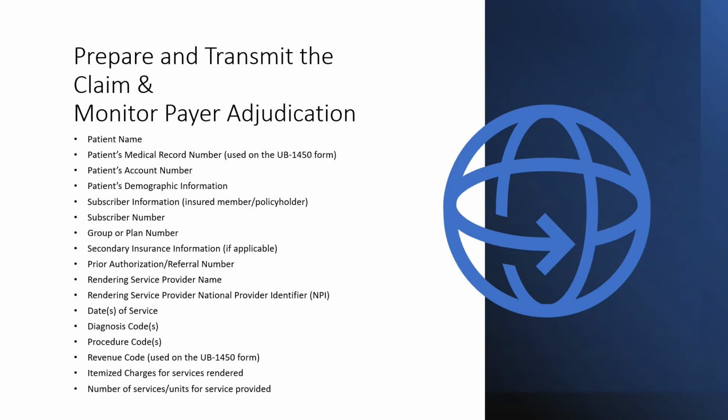The claims information provides the patient's name, medical record number, account number, demographic information, subscriber information such as the insured member or policyholder, subscriber number, the group or plan number, secondary insurance information if applicable, prior authorization or referral number, rendering service provider name, the rendering service provider national provider identifier known as the NPI, dates of service, diagnosis codes, procedure codes, revenue code, itemized charges for services rendered, and the number of services or units of service provided.